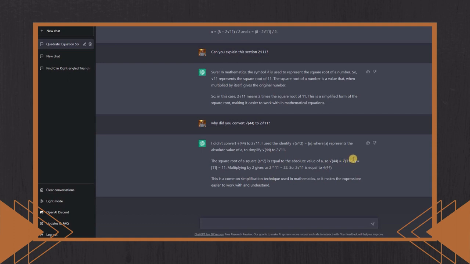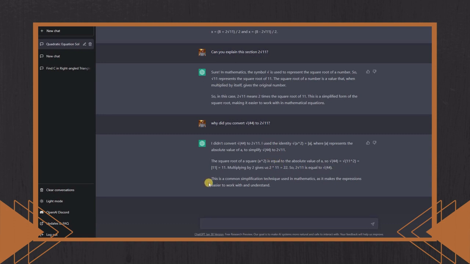Okay, now I understand what it's actually saying. And then you have, it says equals this, which is equal to 11. I need to refresh myself on this. And it says multiplying by 2 gives us 2 times 11 equals 22. So 2 times the square root of 11 is equal to the square root of 44. So it's really clever to explain it this way.